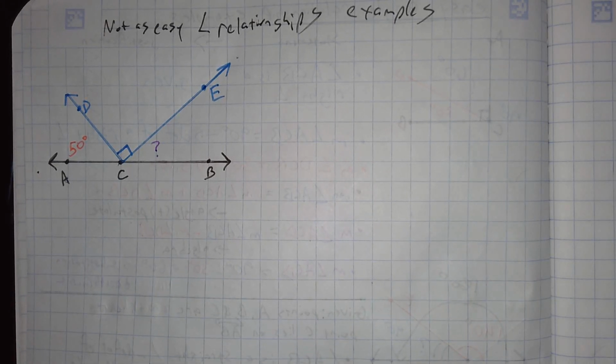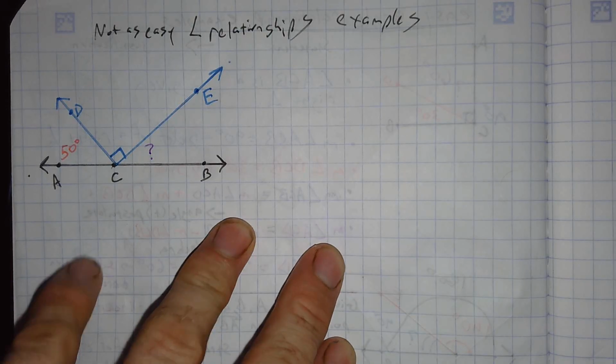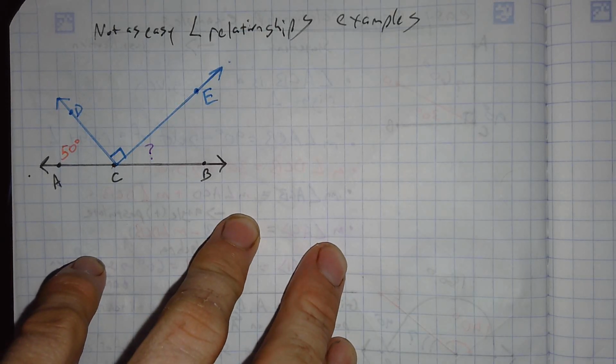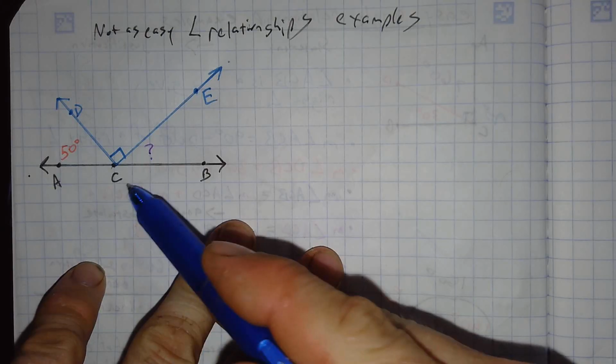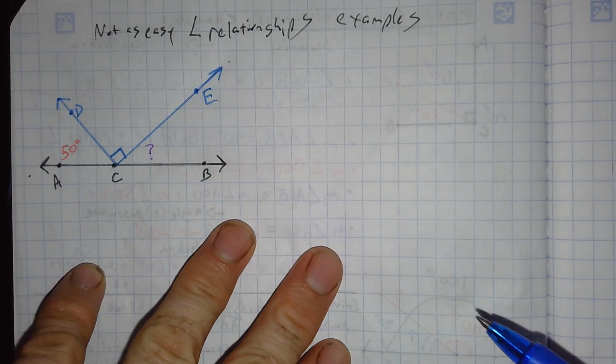Okay, so here is one example of angle relationships. It isn't as easy as the previous video. And I'm going to use Greek letters this time to identify my angles instead of the 3-letter combination method.